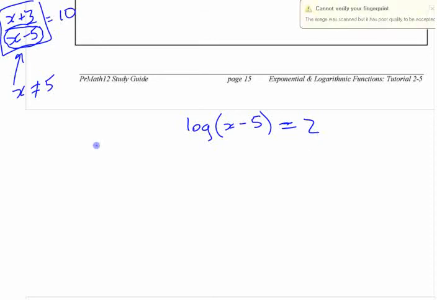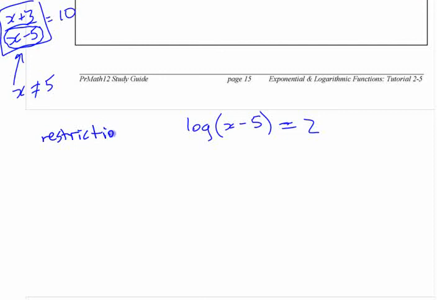If we're going to solve that and we want to look at restrictions, what restrictions are there on the variable there before we even start? What should we notice? What can this be? What can't it be? It can't be 5. Is that it? Is it just x cannot be 5? Yeah, it can't be less than or equal to 5. So in other words, it's got to be greater than 5.